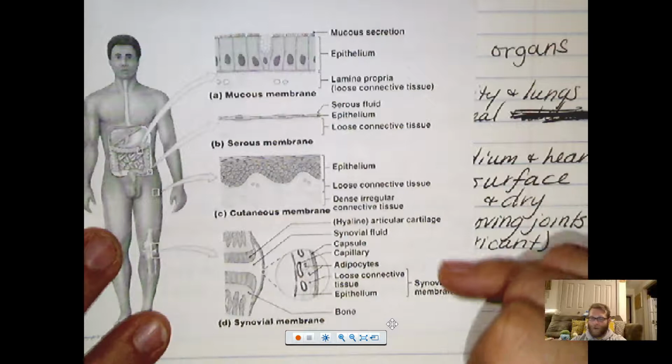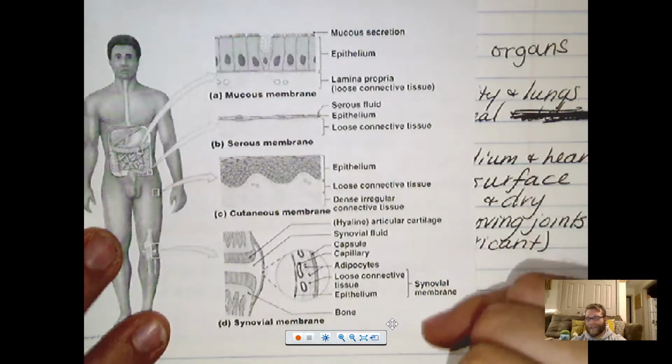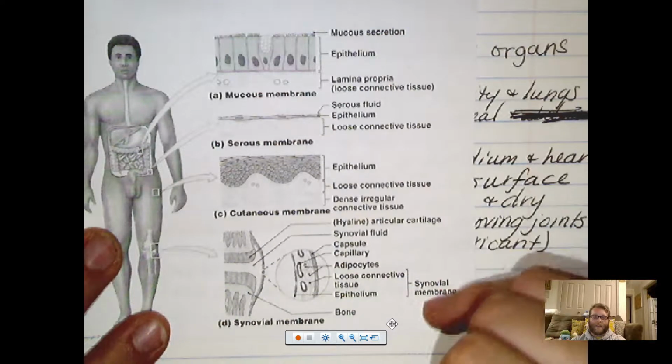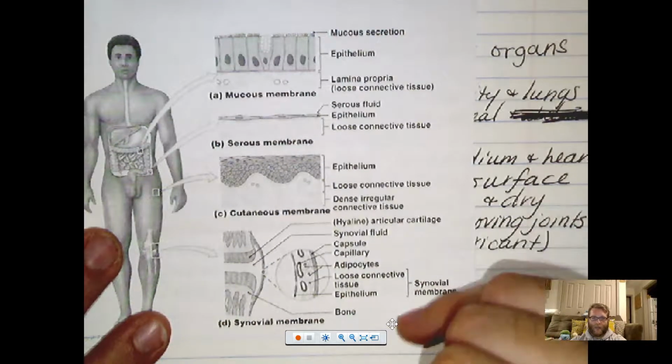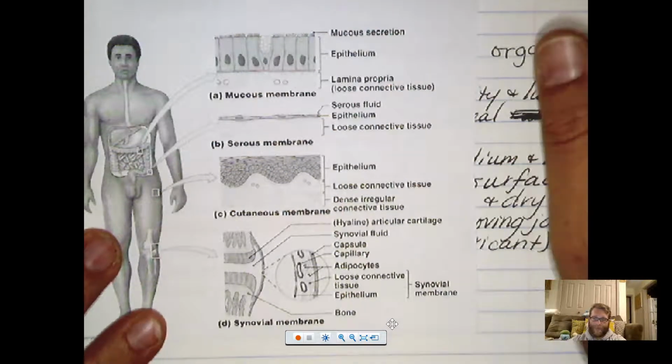All right, so this whole thing forms your synovial membrane. So one question you might get on your test is asking you to diagram this particular image of the synovial joint, where I might ask you to label the different parts of the synovial membrane. So make sure that you look at that.